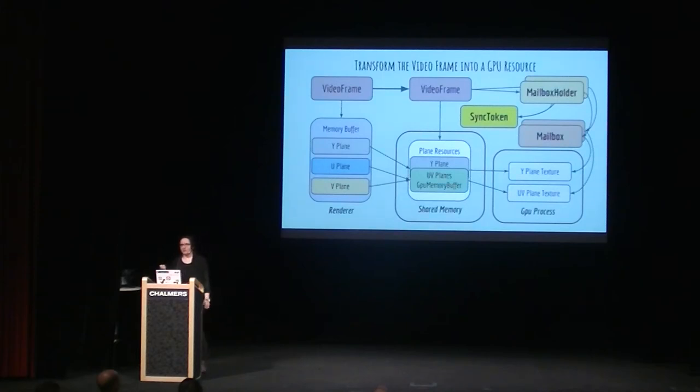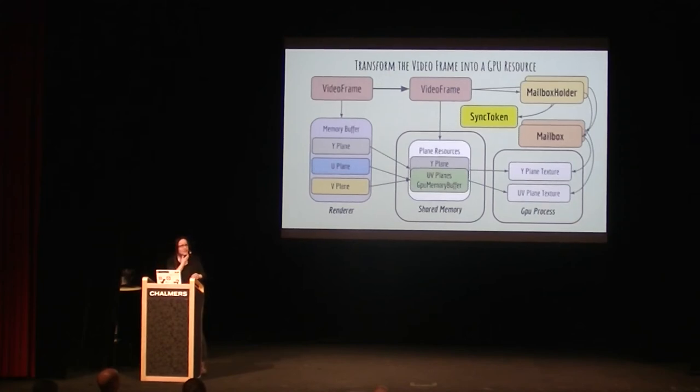For people who are not video nerds, the Y plane is a type of compression of a video frame, where the Y plane has luminance, how bright or dark something is, because that's very visible to the human eye. And the UV plane has the color, but they take less space in memory.